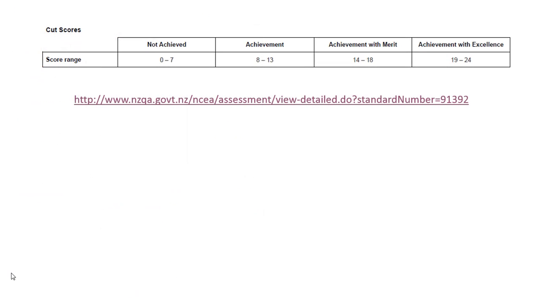These are the cut scores or the grade boundaries for this paper in 2014. So to get achieved, you needed at least 8 marks in the paper, and to get merit 14 and excellence 19. So that's where the grade boundaries lie. The link underneath that there is the link through to the NCEA website if you'd like to use that.